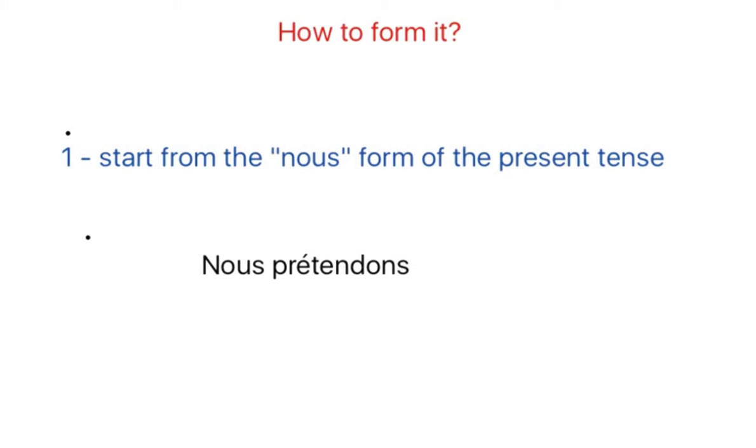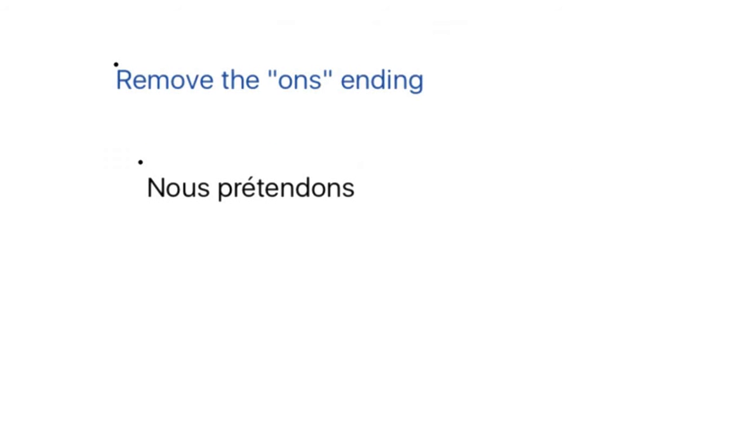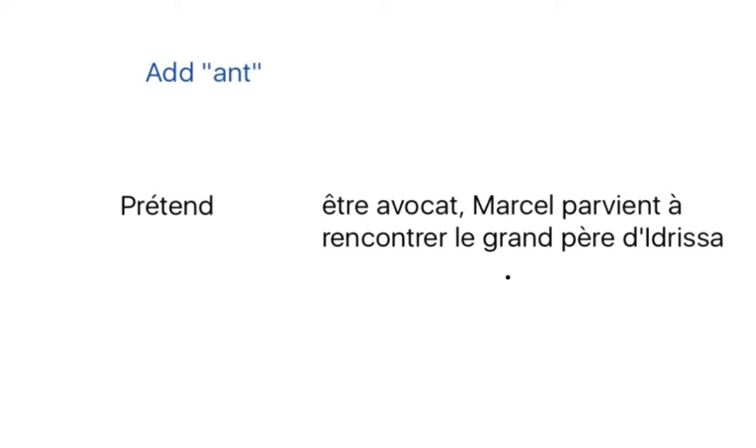You start from the nous form of the present tense of the verb you require. For example, nous prétendons. You then remove the -ons ending, and you add the -ant ending. So, prétendant être avocat, Marcel parvient à rencontrer le grand-père d'Idrissa.